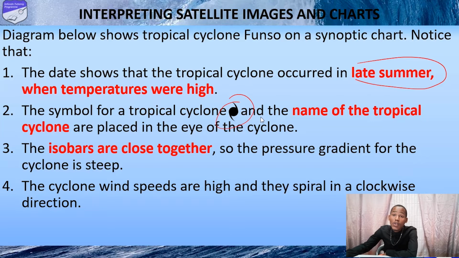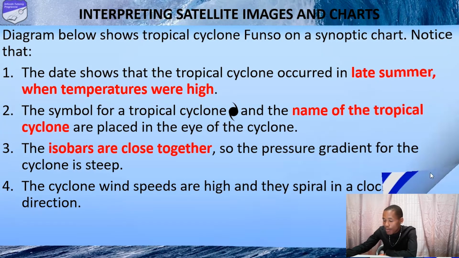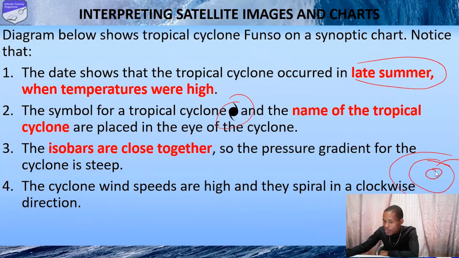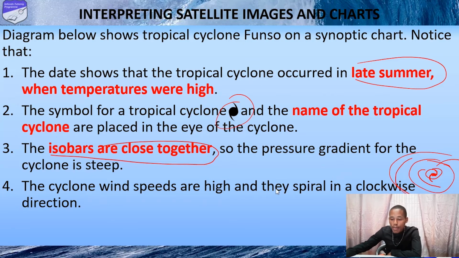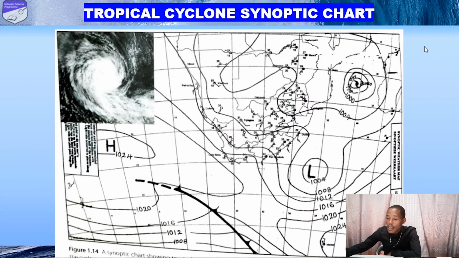And here is the sign that we use now when we are drawing a tropical cyclone. If we're drawing a tropical cyclone with the synoptic weather method, these are your isobars. Sorry. The center is drawn like this. You know this is a tropical cyclone if it has got that sign. The isobars are close to each other, which shows that we've got a steep pressure gradient. The cyclone wind speeds are high and they spiral in the clockwise direction, only in the southern hemisphere though. This is the picture of our cyclone that you see here, and the sign, the symbol that I just told you about.